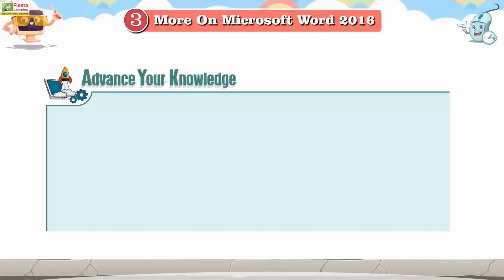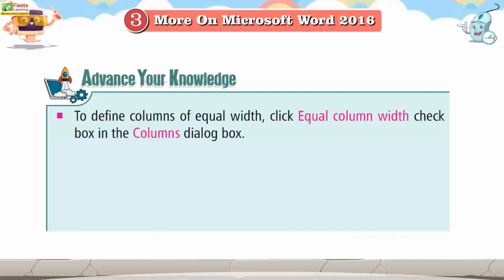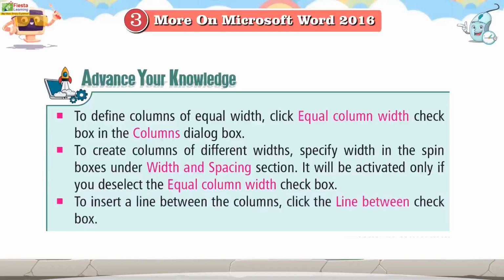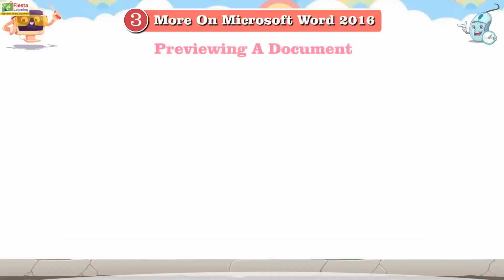Advance your knowledge. To define columns of equal width, click the Equal Column Width checkbox in the Columns dialog box. To create columns of different width, specify width in the spin boxes under the Width and Spacing section. It will be activated only if you deselect the Equal Column Width checkbox. To insert a line between the columns, click the Line Between checkbox.